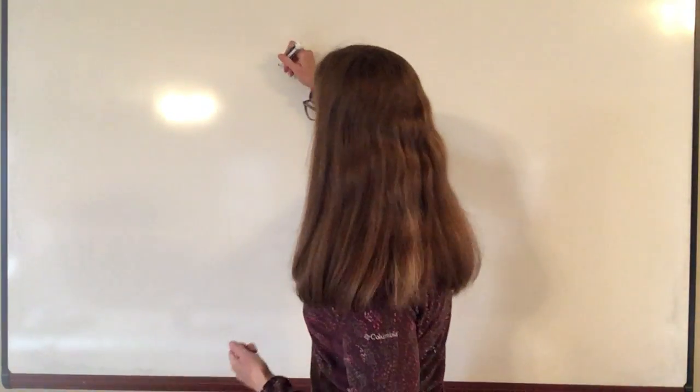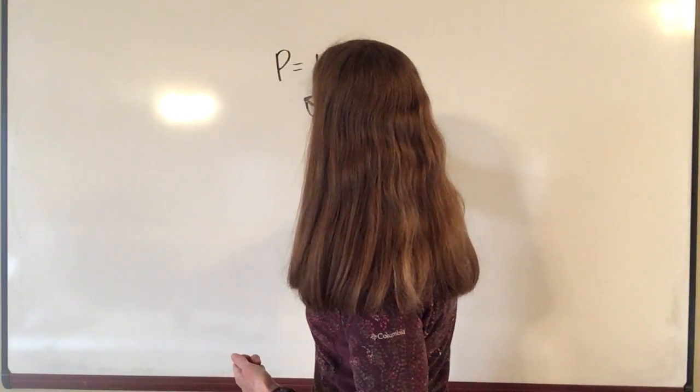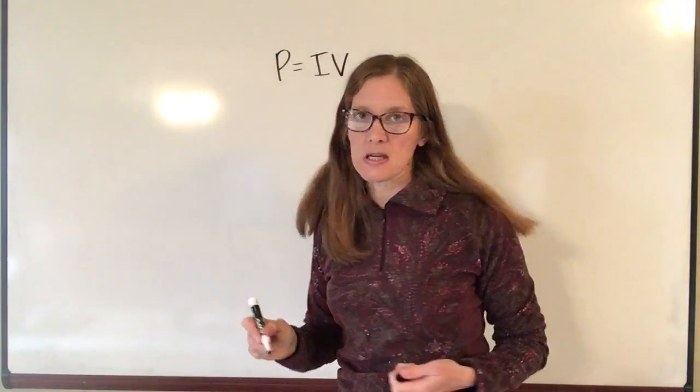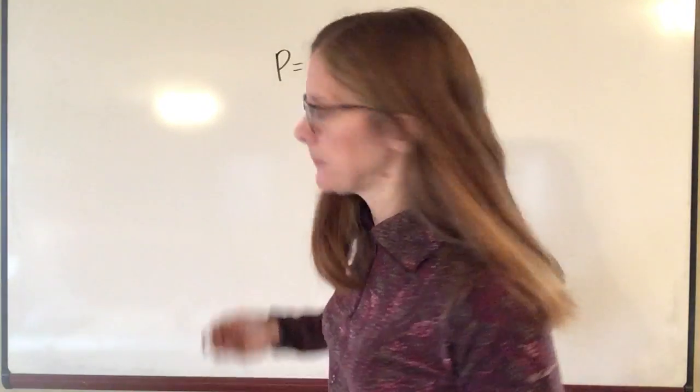Example 15.2 says, in the previous example, we learned that a space heater uses a 120 volt wall socket to run and draws 11 amps of current. How much power does it use? Since I know the voltage and the current, it makes the most sense to use the P equals IV equation to calculate that.